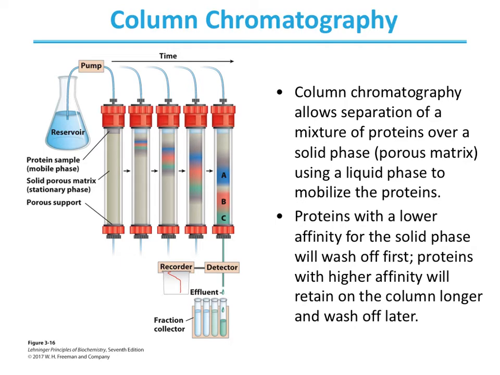In this picture, protein C is washing off of the column first, which means it must have had the least affinity for the column. And then that will be followed by B, and then finally followed by A. So A must have had the greatest affinity for the column because it took the longest to be released from it.